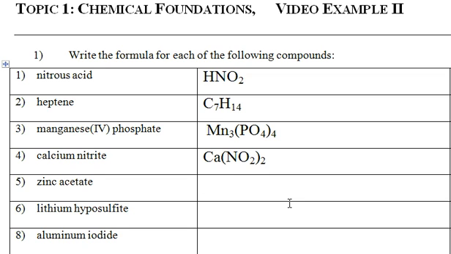In number 5, we have zinc acetate. Zinc has a +2 charge. Acetate, a polyatomic because it ends in ATE, has a -1 charge. So we need to use parentheses again, and acetate is one of our 10 polys. It's C2H3O2. And again, since the zinc has a +2 charge and the acetate has a -1 charge, we will need 2 acetates to balance this out.